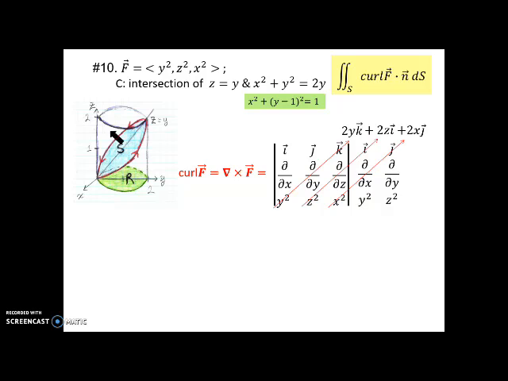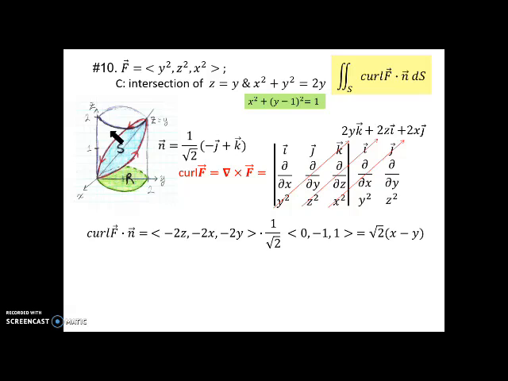Okay, now for the normal, it's actually pretty obvious, isn't it? Because there's no x component, there's no i component, and it's pointing upward and to the left. So to make it a unit vector, we need 1 over root 2 times the opposite of j plus k. Okay, so now we're going to dot the curl with n, and that gives us root 2 times x minus y. So we need to integrate that over the surface.